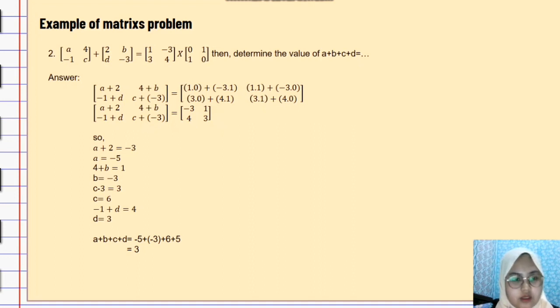So, A plus 2 equals minus 3, A equals minus 5. 4 plus B equals 1, B equals minus 3. C minus 3 equals 3, C equals 6. Minus 1 plus D equals 4, D equals 5. So, A plus B plus C plus D equals minus 5 plus minus 3 plus 6 plus 5, A plus B plus C plus D equals 3.